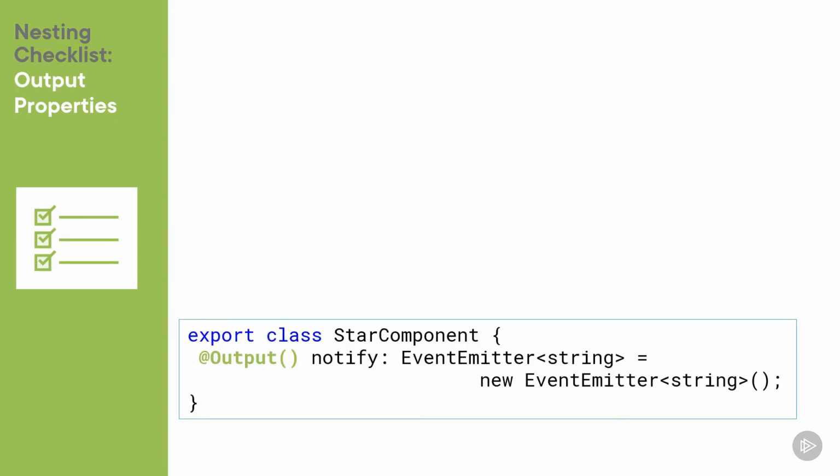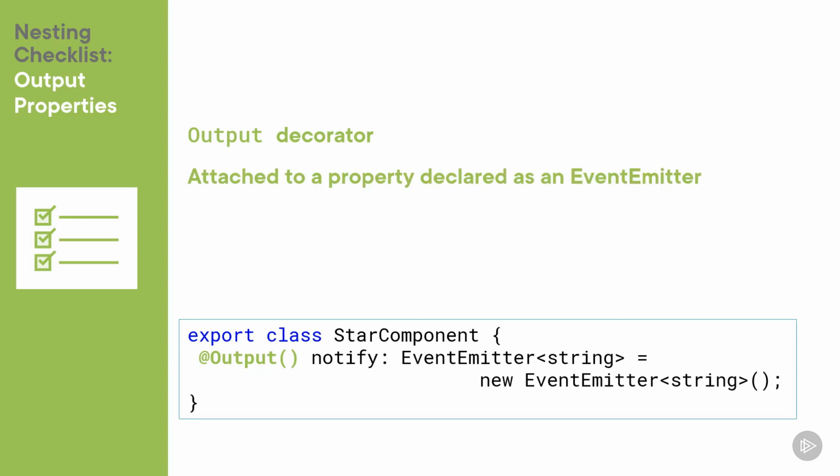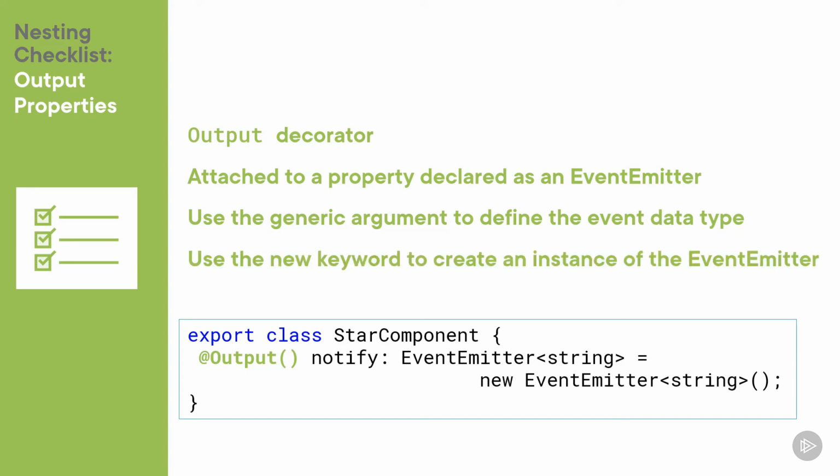Decorate a nested component property with the output decorator anytime it needs to emit events and optionally pass data to its container. Only properties of type EventEmitter should be marked with the output decorator. Use the EventEmitter's generic argument to specify the type of the event data, and use the new keyword to create a new event. Don't forget the @ prefix, and since the output decorator is a function, suffix it with open and closing parentheses.